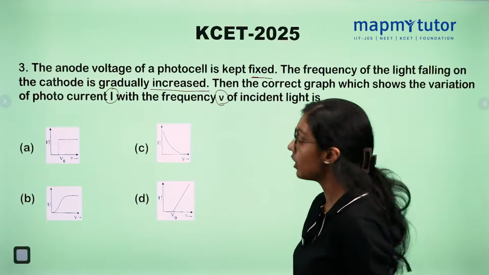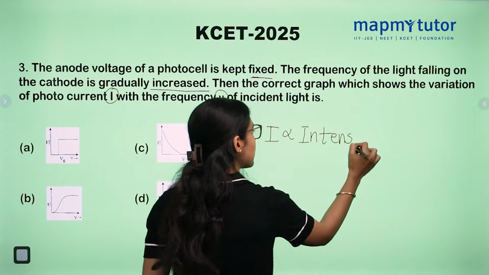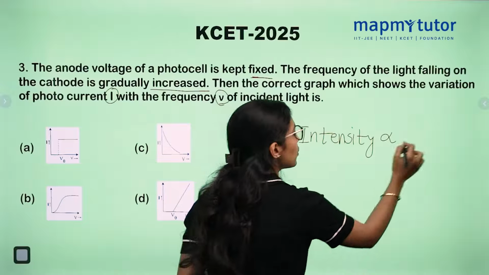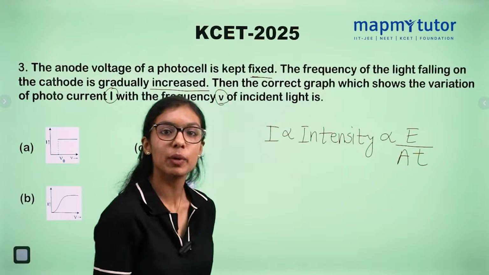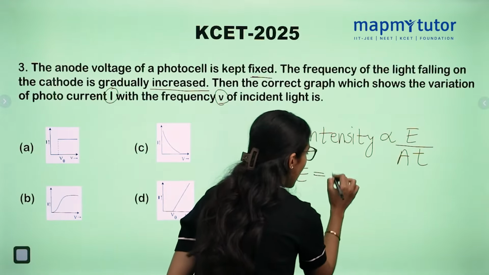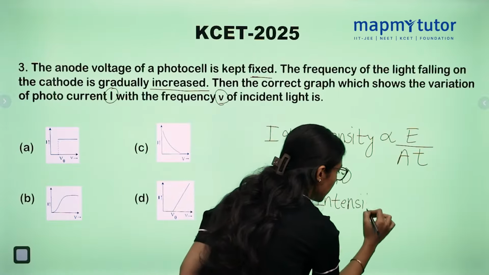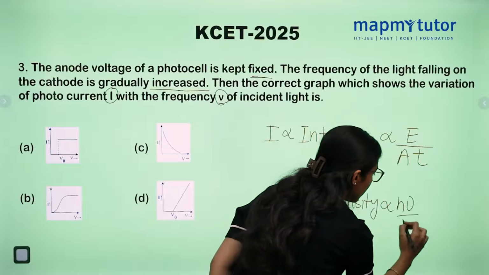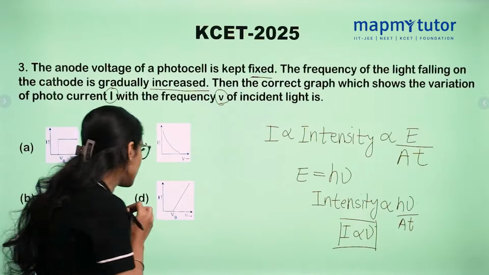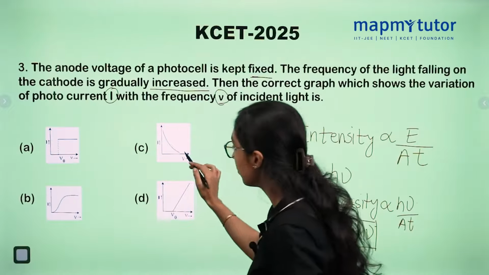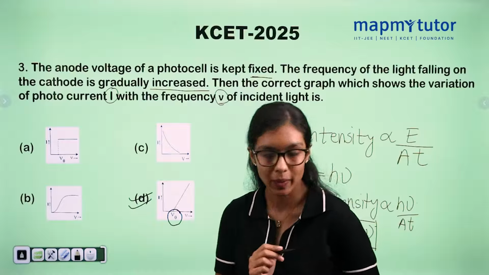Now, very famous formula, I is directly proportional to intensity. We have learned this, which is also directly proportional to E by A t. E is my energy. We also learned one formula, E is nothing but h nu. So, can I put it there? Yes, ma'am. So, intensity will be directly proportional to h nu by A t. So, it is I is directly proportional to nu basically. Where is the direct relation which is showing here in our graph? This is not a direct relation. So, option D is correct answer. Where V naught here is your cutoff frequency.